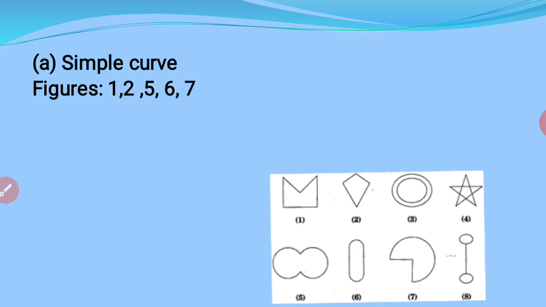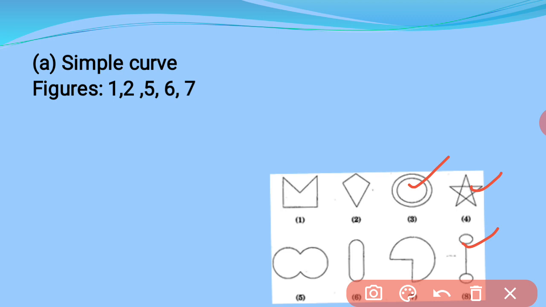Here the given figures 1, 2, 5, 6, 7 will be included under the heading simple curve. The rest 3, that is third figure, fourth figure and the 8th figure, will not be included as or called as simple curve, because in the third figure you have two curves, one inside the other.